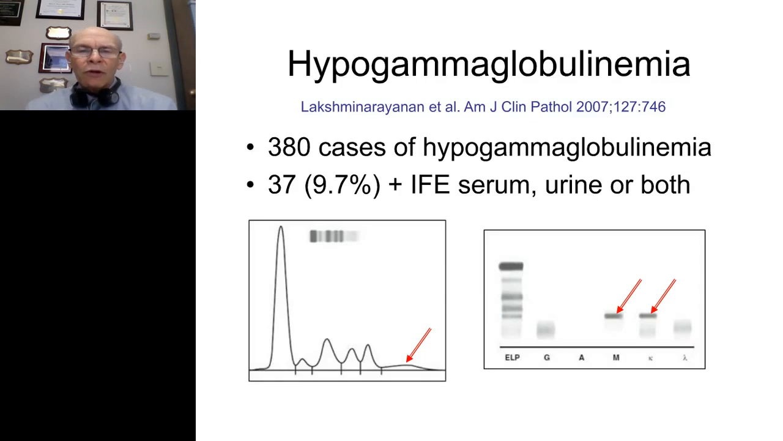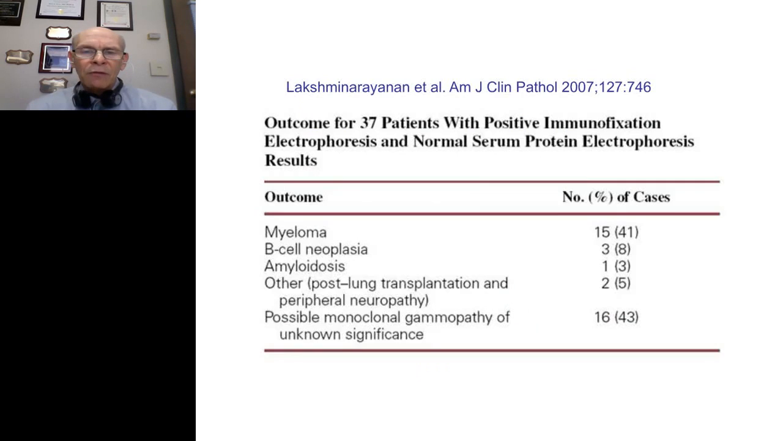So what was the importance of detecting these? Did these patients have a clinically relevant issue? And the answer is yes, the patients did. More than half of them had a malignant process. Most of the malignant processes were multiple myeloma, but they also had other cases of B-cell neoplasms, amyloidosis, and one individual had post-lung transplantation with peripheral neuropathy. The rest had MGUS, which needed to be followed.